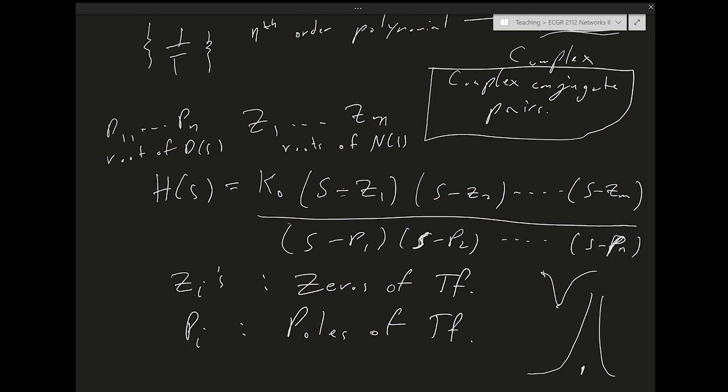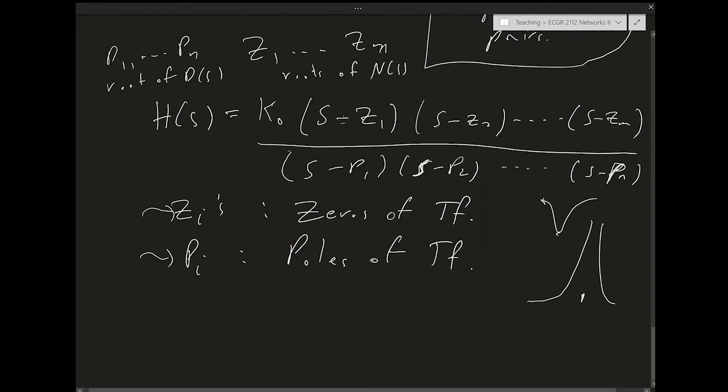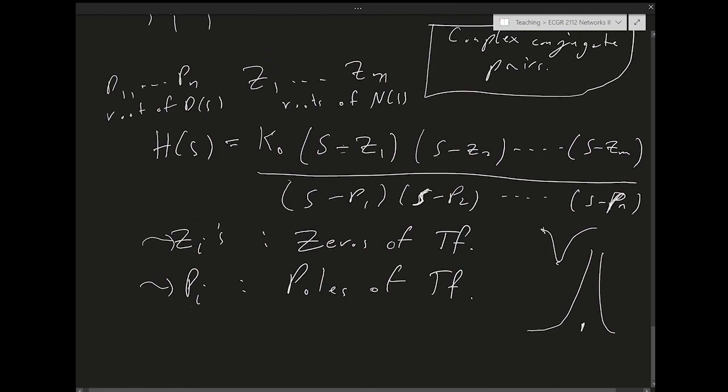Historically, that's the name that people settled on. There's no terribly deep meaning for calling those poles. That's just what people settled on. And you will hear a lot of that terminology, the zeros and poles of the system, when you study control theory. Okay, so those are the zeros and the poles.